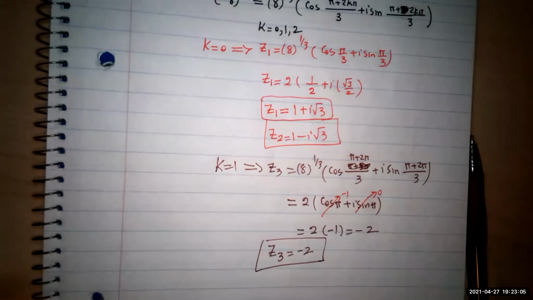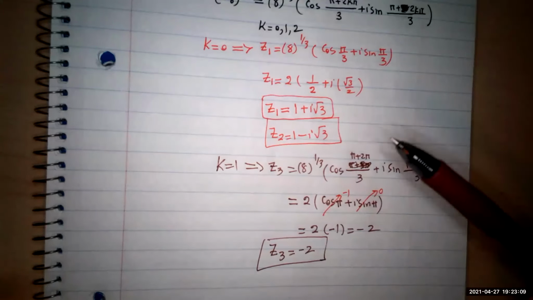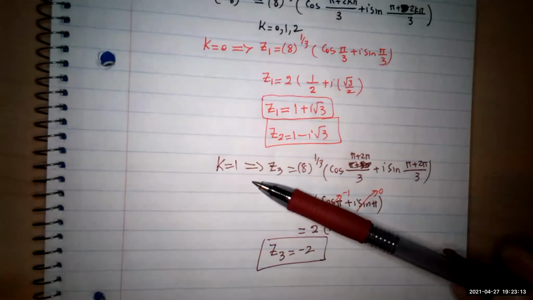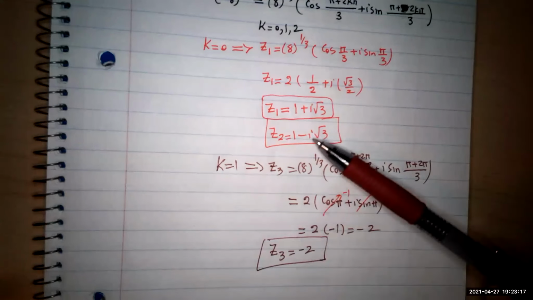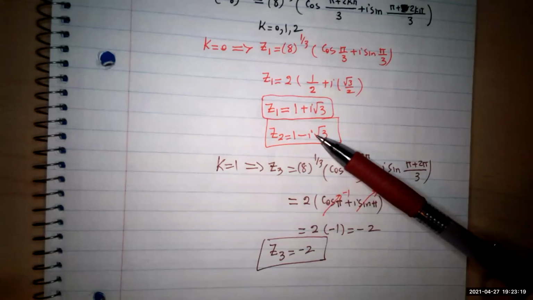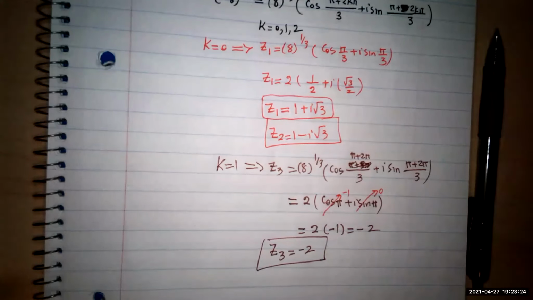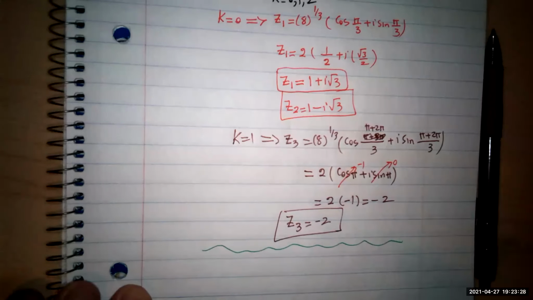The other 2 are complex, so the complex ones must be conjugates of each other. If you continue, you see K equal to 0, K equal to 1. If you continue, get K equal to 2. If you go with K equal to 2, you get this one. I just do it to show you, but don't do it on the test. You are done.